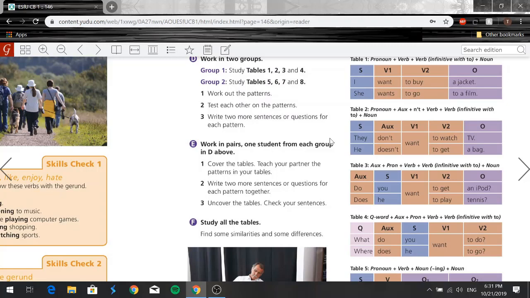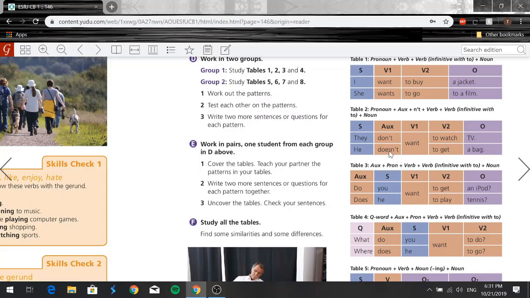Any more examples that I can use? I can probably say they don't want to play tonight, right? They don't want to play tonight. I got all of the necessary words in. He doesn't want to get a bag. I could also say he doesn't want to get, for example, popcorn, right? So he doesn't want to get popcorn, right?